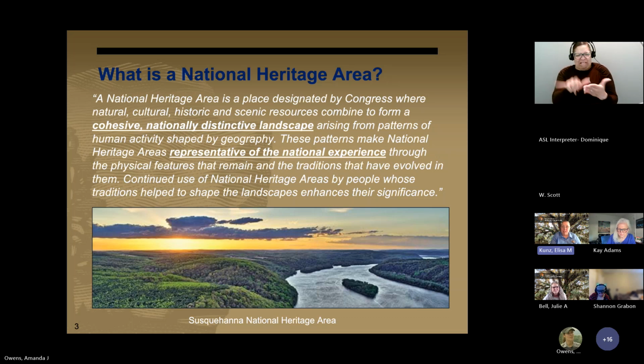I'm going to use this image on the screen to explain. This is the Susquehanna National Heritage Area. It was recently designated in 2019 as a National Heritage Area. And it's a lovely image of the Susquehanna River, the green rolling hills, the sun's rays pushing an anvil cloud through the sky.